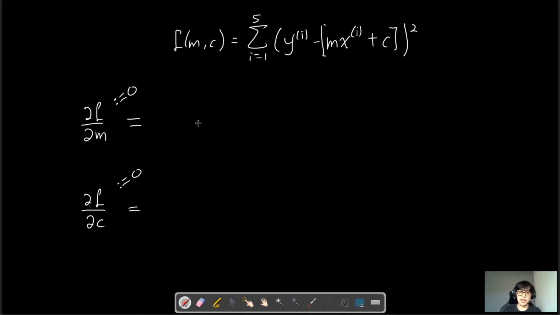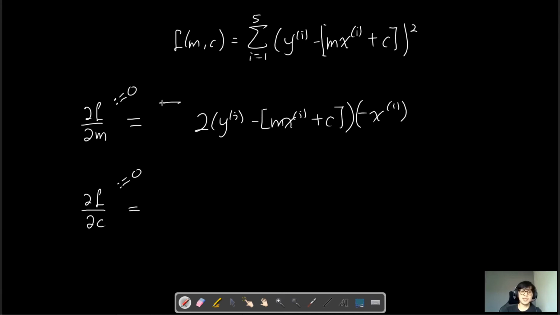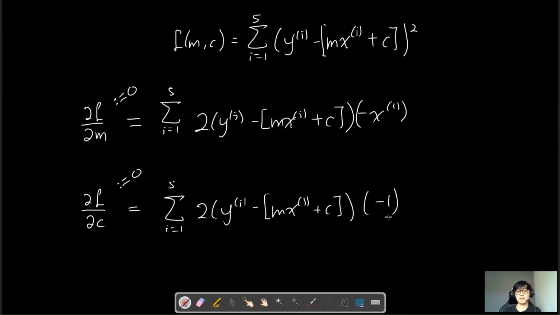So in the summand, what you have is apply chain rule. So you have 2 times (y superscript i minus (m x superscript i plus c)). And then you differentiate whatever is inside this bracket because you apply chain rule, and that will give you negative x superscript i, right? And then you just have to bring back the sum from i equals 1 to 5, and you're done. So similarly for c, let's bring back the sum. You have 2 times (y superscript i minus (m x superscript i plus c)) times negative 1. Okay, and then you set this to 0.